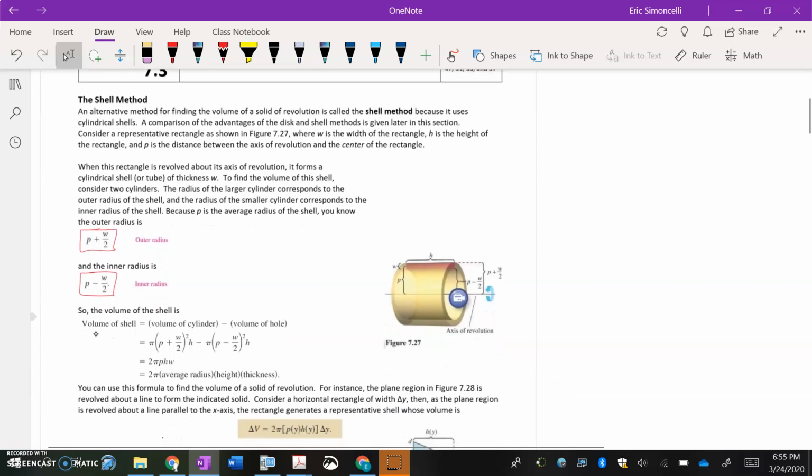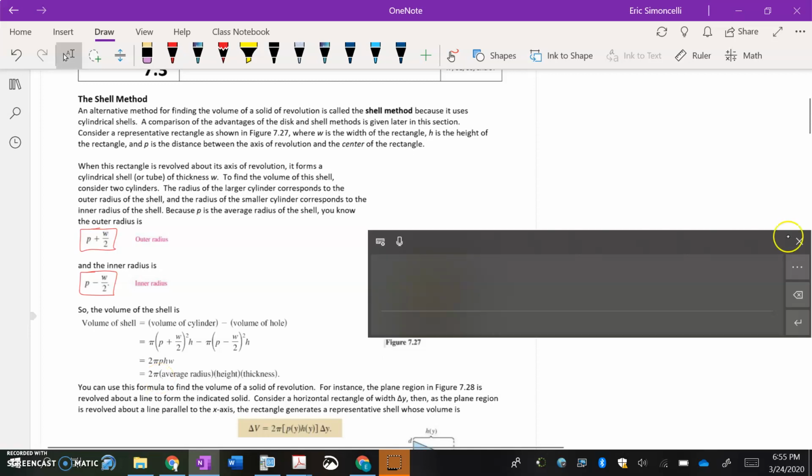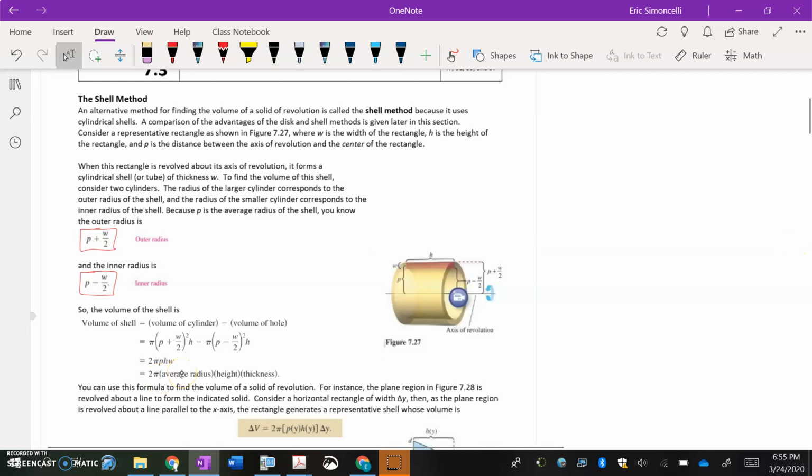There's a bit of calculation that I don't want you guys to concern yourselves too much, if at all, with, but it does end up looking something like this: 2 pi times average radius times height times thickness. You can use this formula to find the volume of a solid of revolution.